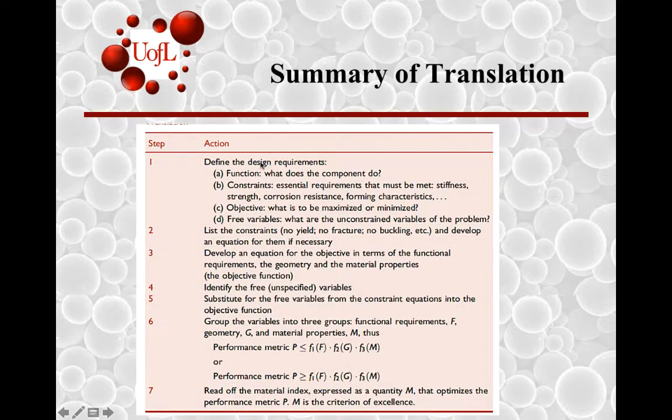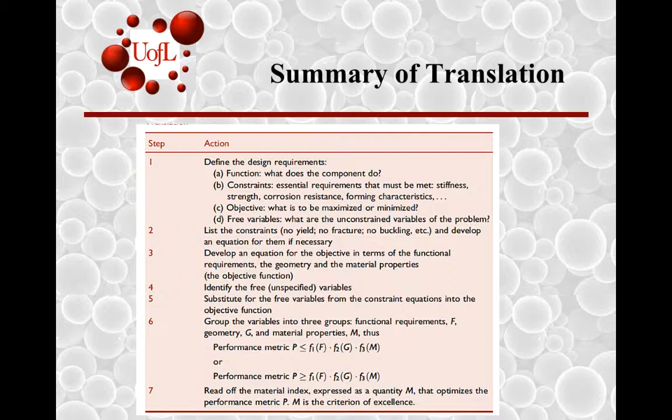We define the overall design requirements by these four steps in terms of the function, the constraints, the objective, and the free variable. You list the constraints, you develop an equation for the objective, you identify the free variables, and you substitute the free variables from the constraint equation. So you basically populate the space over here based on answering these questions. And you try to group the variables into functional requirements F, geometry attributes or parameters G, and material properties M. And you want to either maximize or minimize the performance metric. Then you read off the material index and express a quantity M that optimizes the performance metric P.